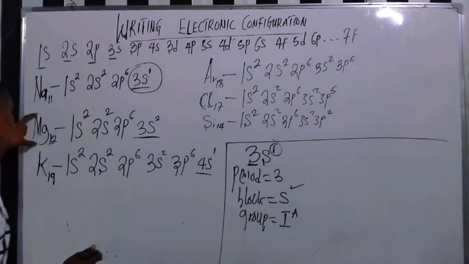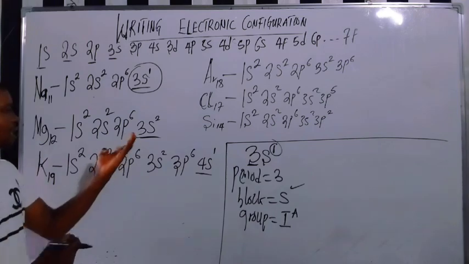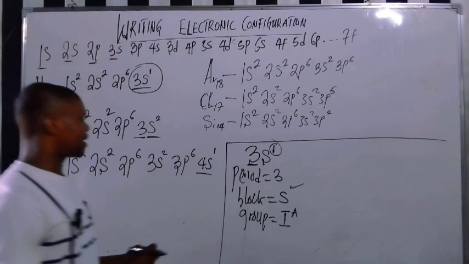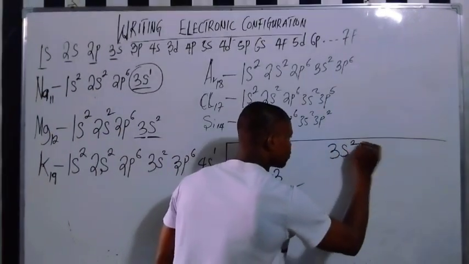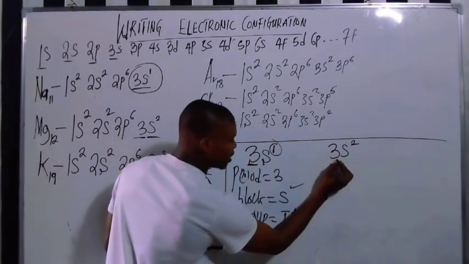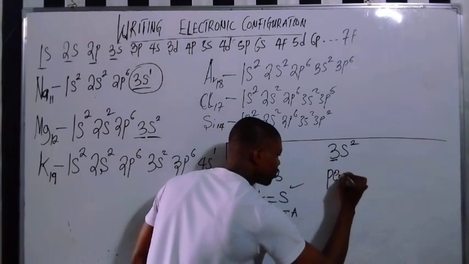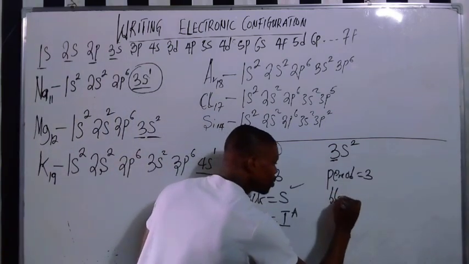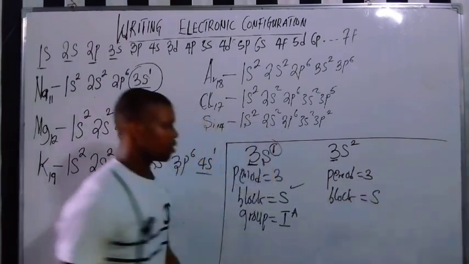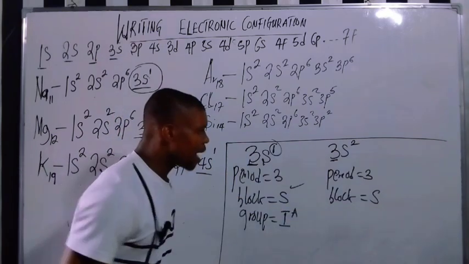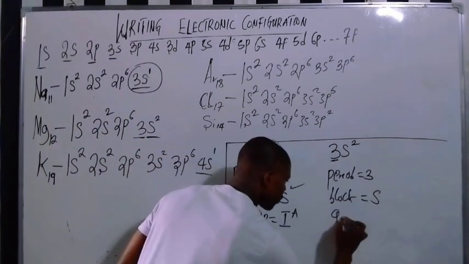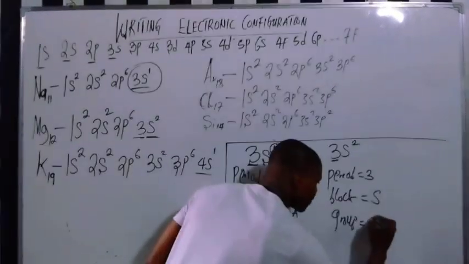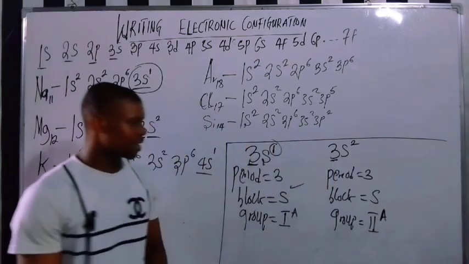Now, let's look at magnesium. If you look at magnesium, you have 3s2. 3 is the highest energy level. So from here, you can get the period. It's going to be in period 3. What is the block? Block s, so it belongs to the s block. Now, what is the group? Group 2, going to be 2A. Very important, as easy as that.